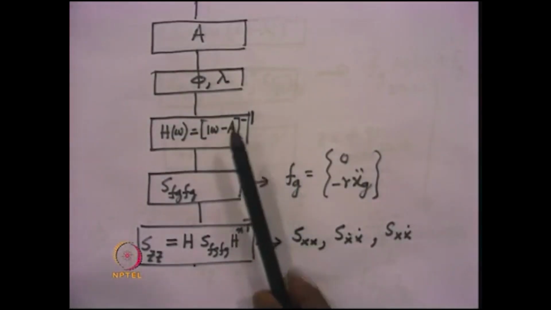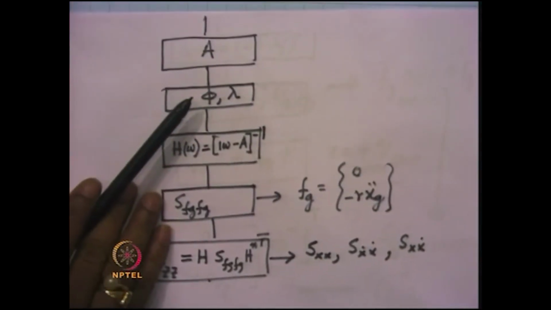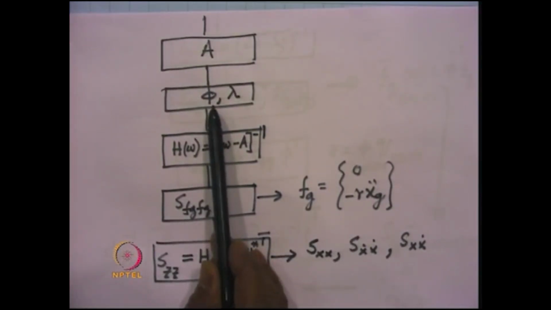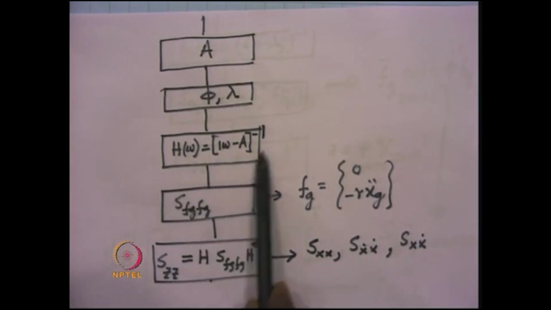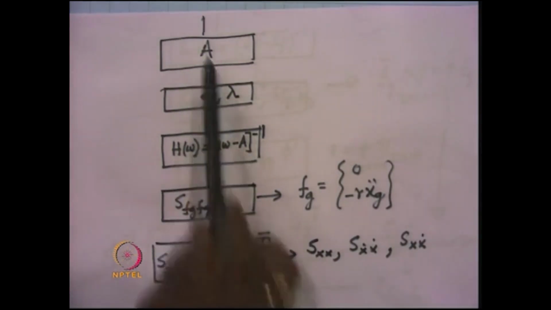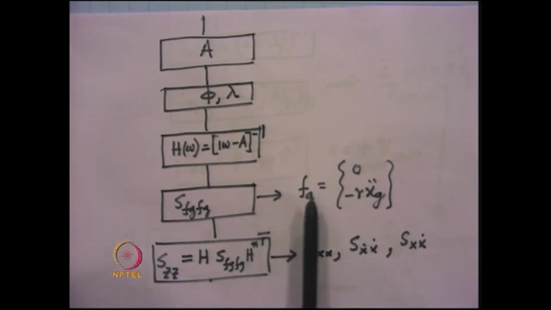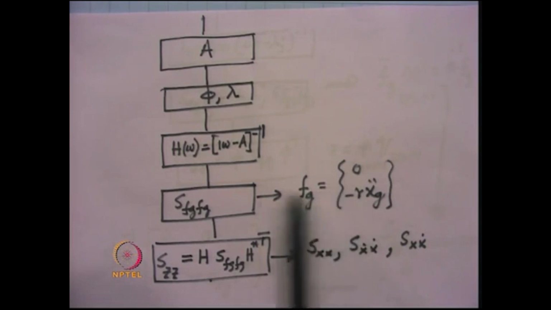Next, if we want to go for the state space analysis, then the A matrix must first be generated from the K, M and C matrices. Then we obtain the eigenvalues and eigenvectors of matrix A, and obtain the frequency response function matrix using matrix A and an identity matrix I. Then we obtain the SFG matrix, that is the power spectral density function matrix of the Fg vector, which consists of 0 and minus R x double dot G, and how to construct SFG I had described just before.